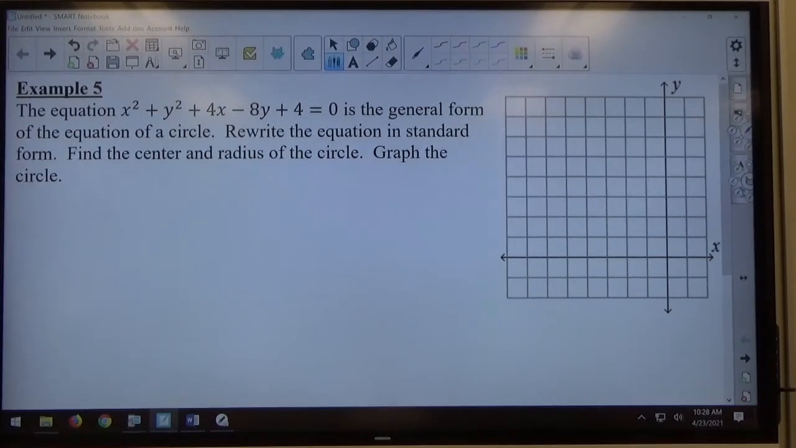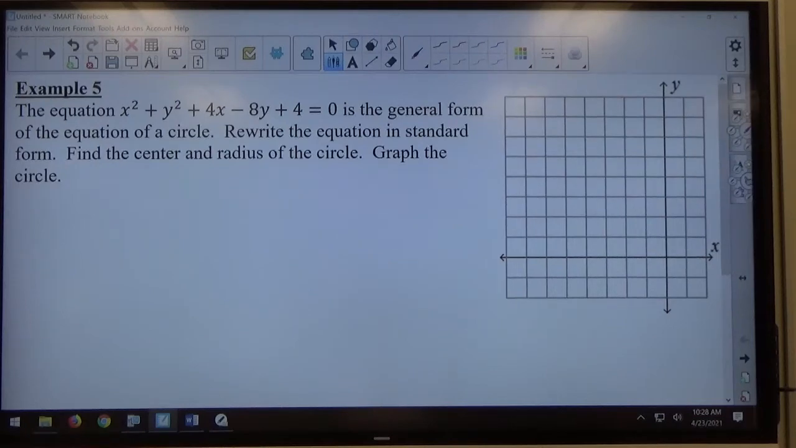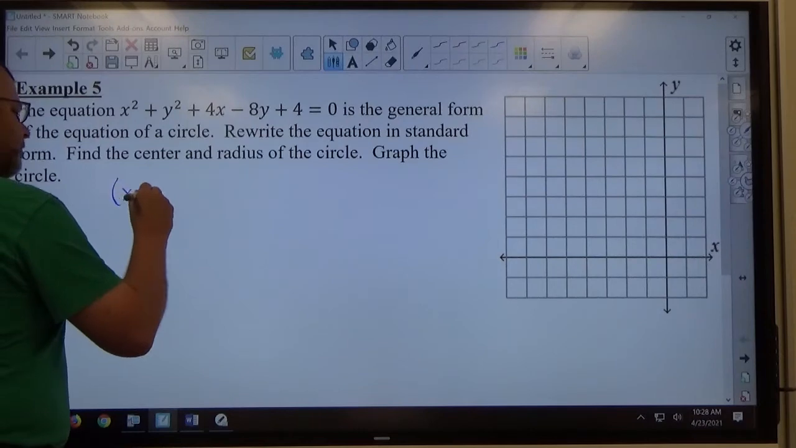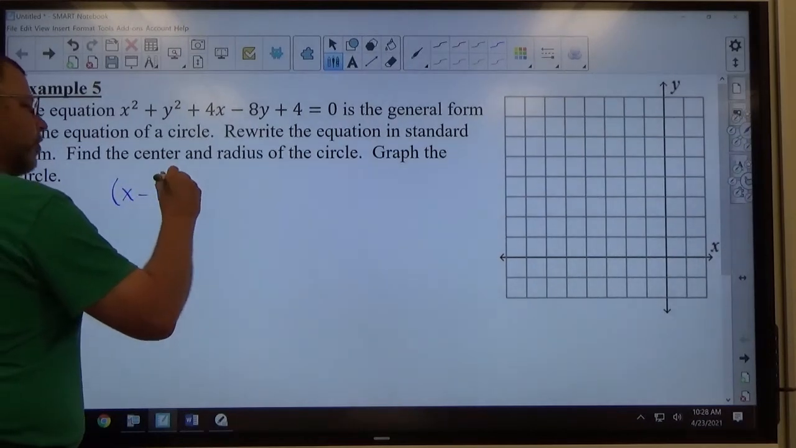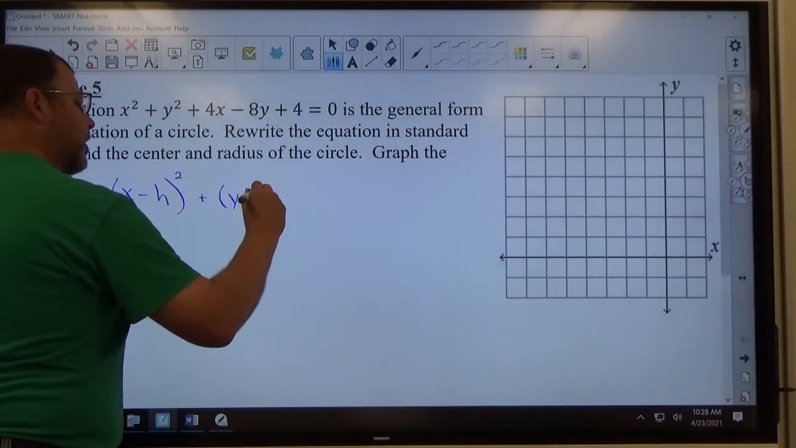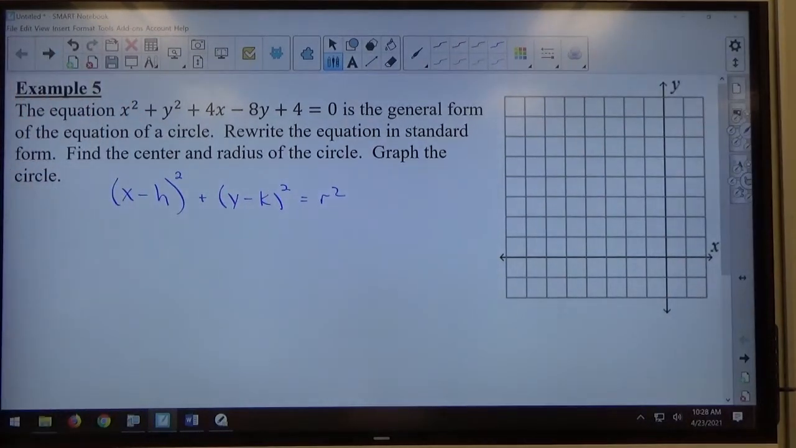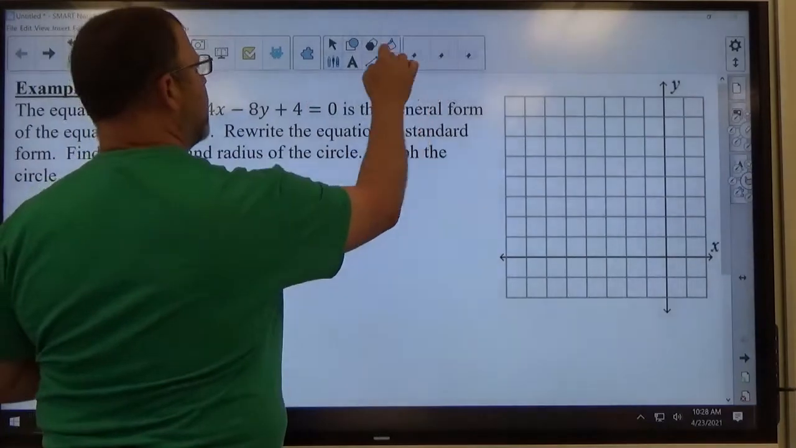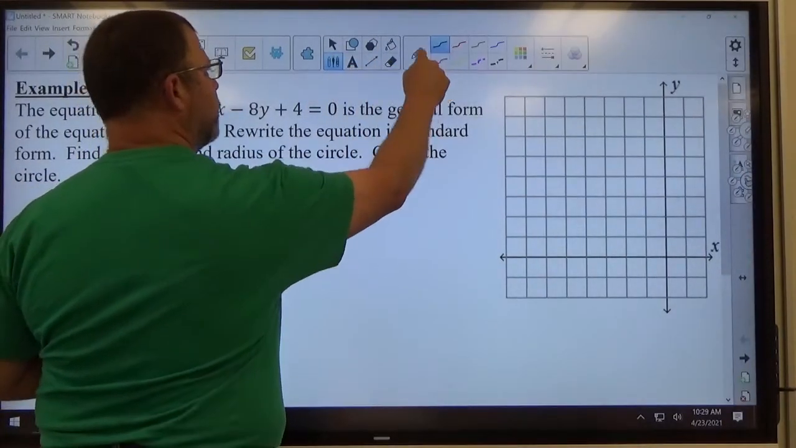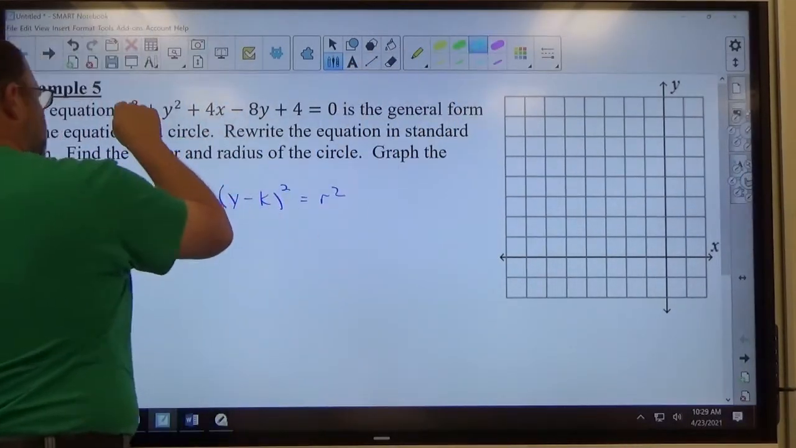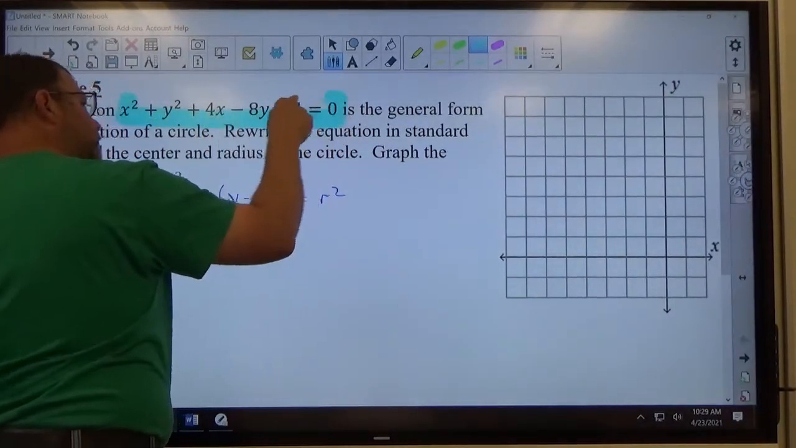So continuing on with our circle chapter, what we learned a couple days ago was the standard form of the equation of a circle looks like this. (x minus the x coordinate of the center) squared plus (y minus the y coordinate of the center) squared is equal to the radius squared. So if we have the equation starting off looking like this up here, which is x squared plus y squared plus 4x minus 8y plus 4 equals 0. There's our equation of a circle.